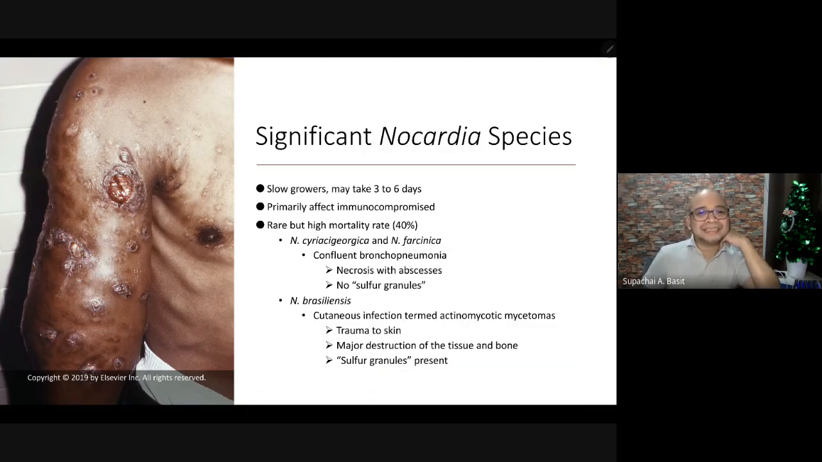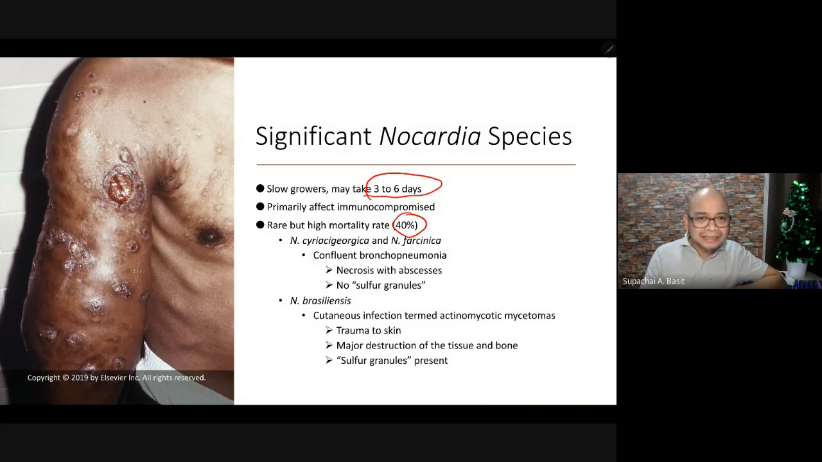So these are the significant Nocardia species. They are slow growers and may take 3 to 6 days to grow. The common denominator of the patient's profile is that they are immunocompromised. They are rare, but they would also have a very high mortality rate, about 40%. So 4 out of 10 patients will usually die from Nocardia.